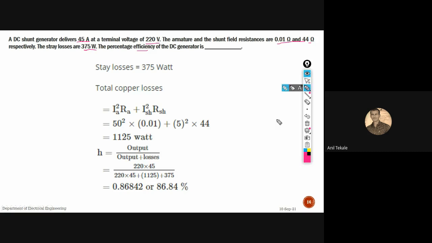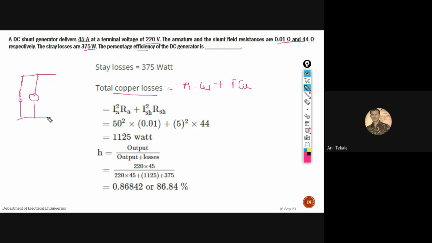First thing, what will we calculate? We will calculate copper losses. Now copper losses is equal to, first of all, armature copper losses plus field copper losses. Am I correct? Yes, sir. So now we know that this is a generator, this is a field winding, this is an armature winding. Okay, this is a generator.